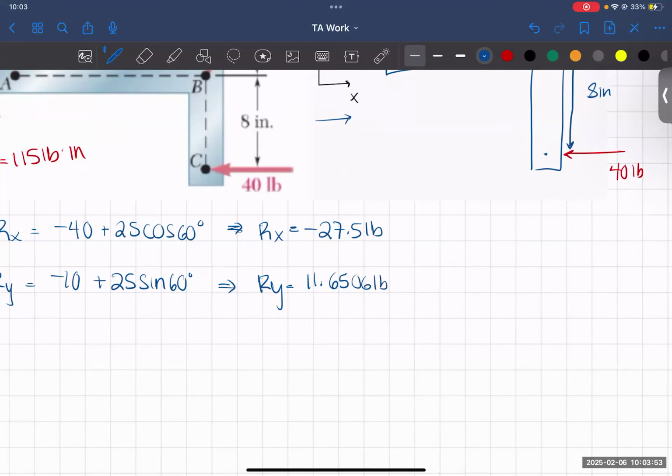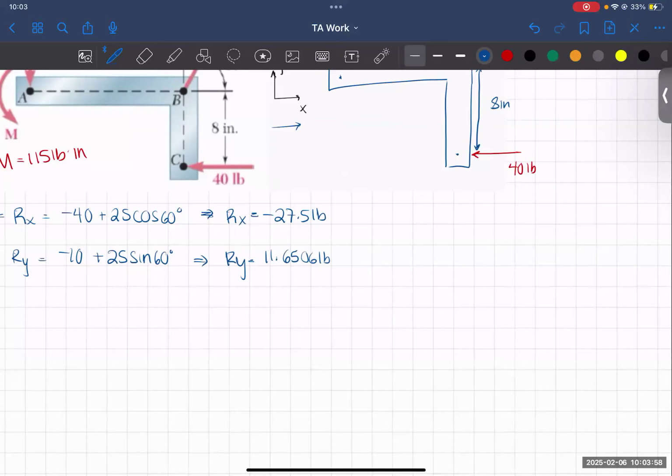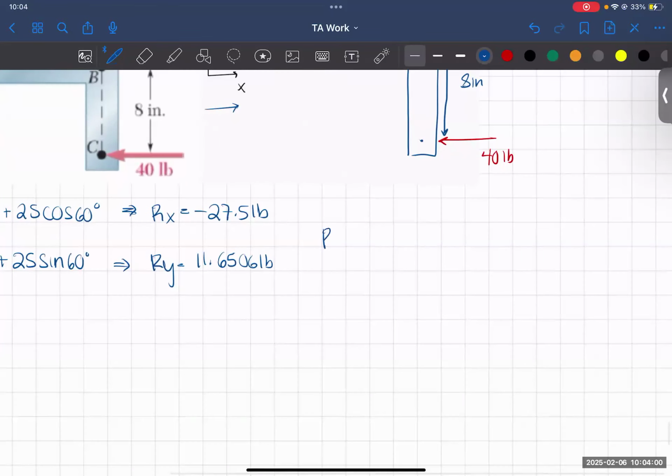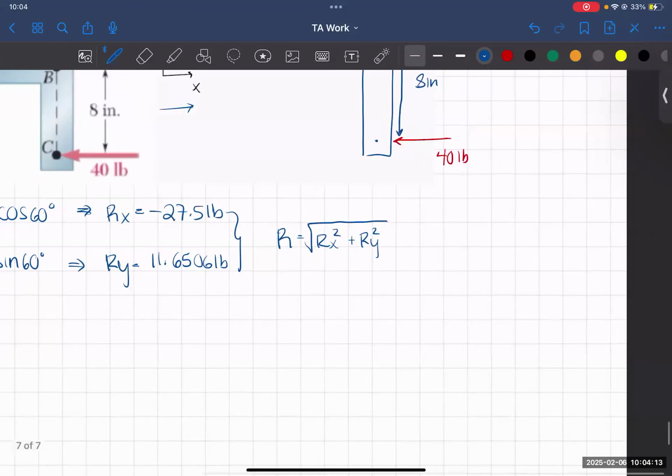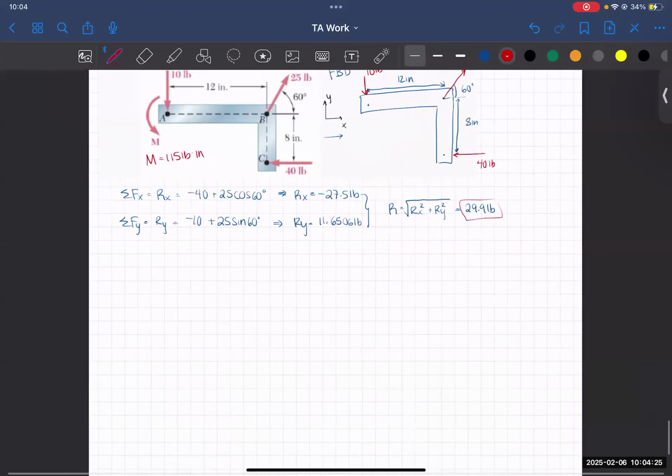They ask you for the resultant, so in order to find the resultant, we can take the magnitude of these two. Our resultant equals the square root of Rx squared plus Ry squared. Plugging in the numbers, we get our resultant to be 29.9 pounds. So this is for part 1, very straightforward.